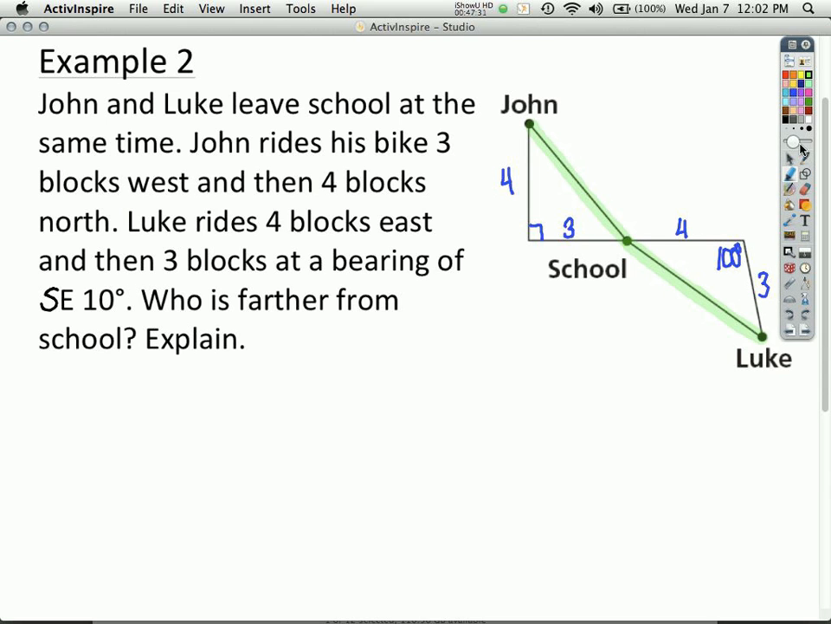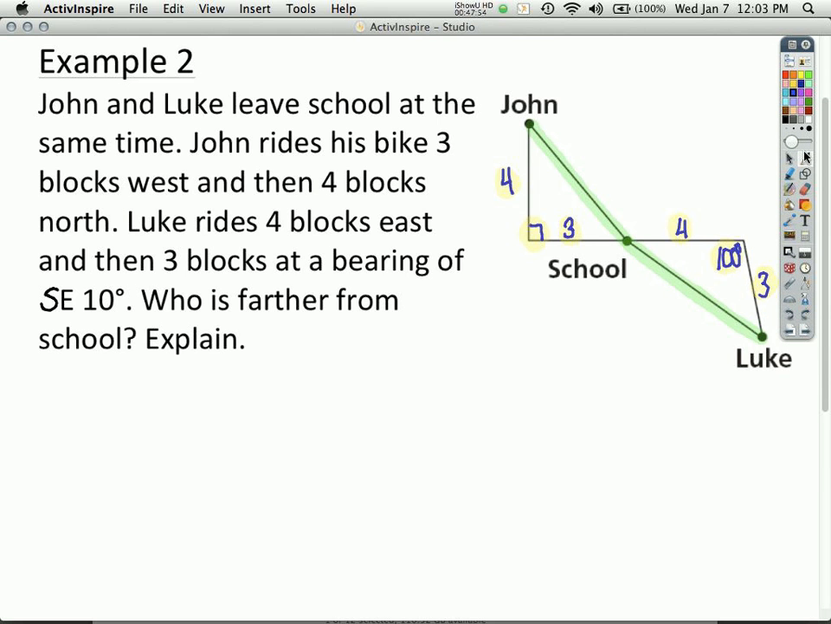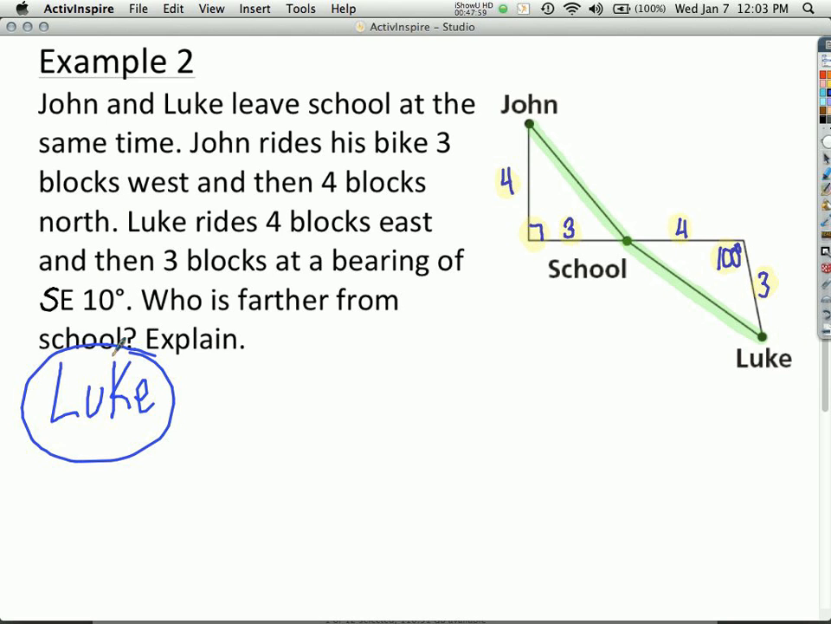We have congruence. We have the evidence. 4 and 4 and 3 and 3. Even though the triangle is turned a little bit, it's still 2 congruent sides, and we have the included angle. This one's 90, this one's 100. This is bigger, which means the opposite side is going to be bigger. That's the Hinge theorem. So from the Hinge theorem, we can say that Luke is further away. Any questions about that? Any concerns about that?